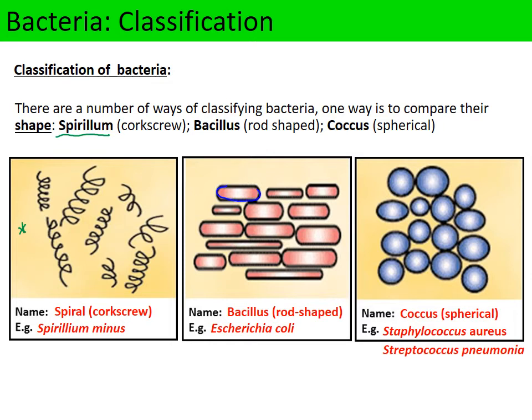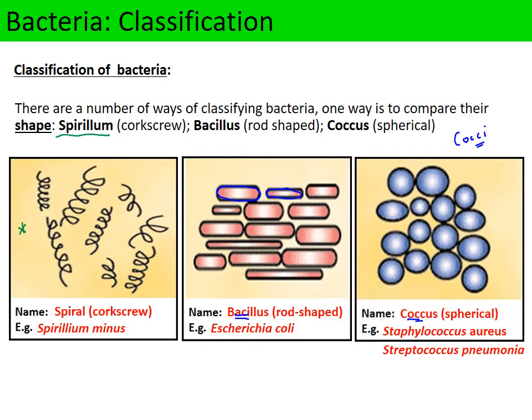So we can see here a slightly elongated structure, much like a rod shape, and we call that Bacillus. Now E. coli is a nice example of a rod-shaped Bacillus bacterium. The third type is called Coccus. Now that's singular, and cocci, that's plural. So these bacteria are spherical in shape. They look rounded when you look at them down a microscope.